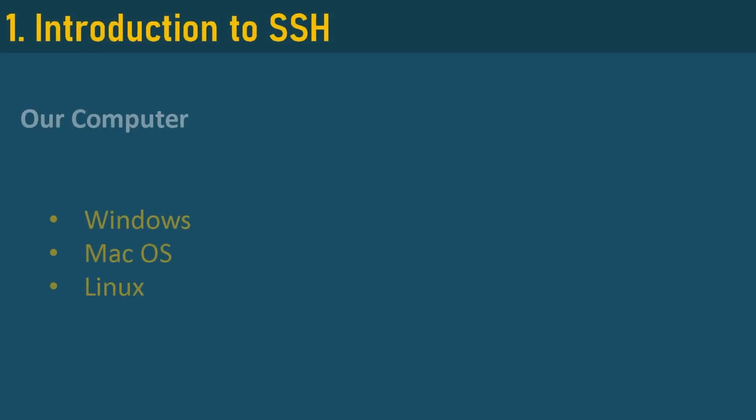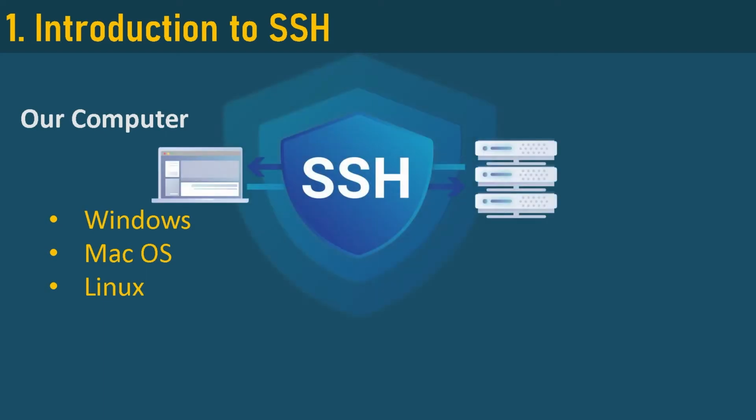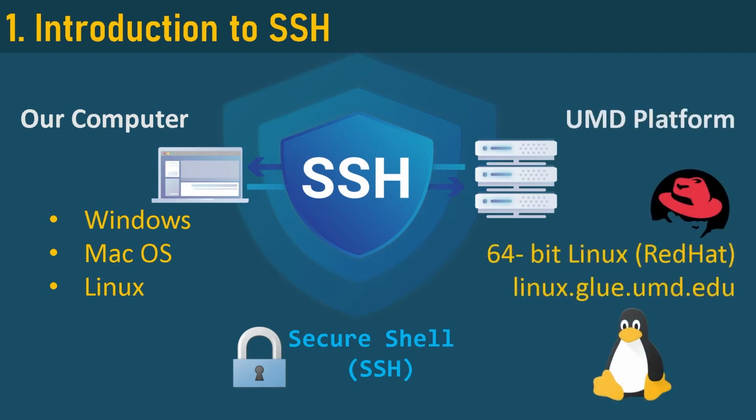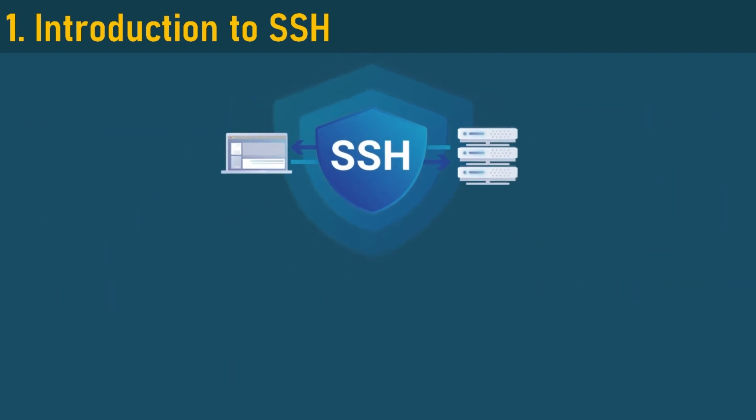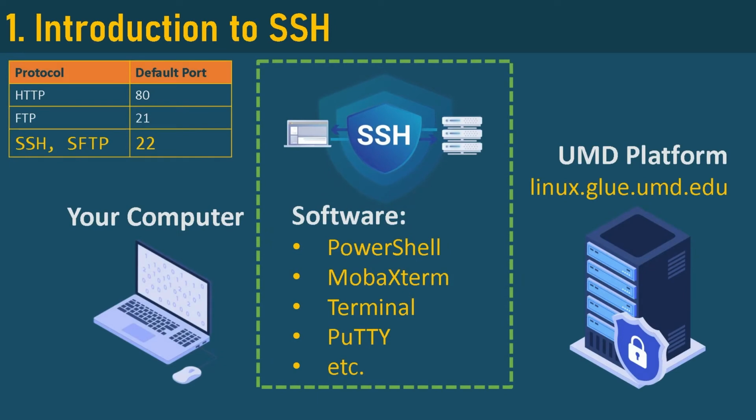Our computer, running Windows, Mac OS or Linux, uses a cryptographic Internet communication protocol called Secure Shell, SSH for short, to exchange data using a secure channel between our computer and UMD servers. We need software that provides this communication, and we use our UMD directory ID and password to connect to UMD servers. There are different options, and I will briefly mention some of those.